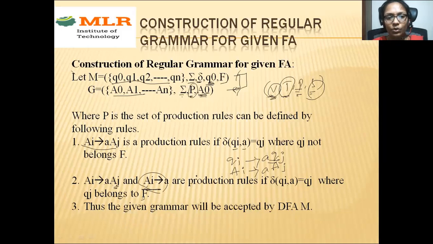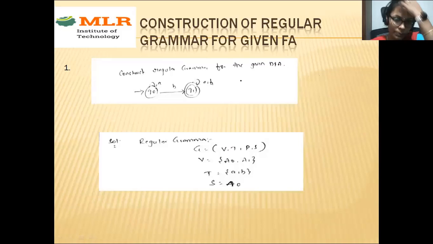So this corresponding grammar, after following all these rules, if we generate a grammar, it will be accepted by the given finite automata. Right. So we'll see some problems here. Construct a regular grammar for the given DFA. They have given the DFA, but we need to construct the regular grammar.